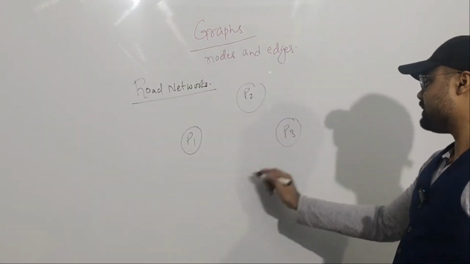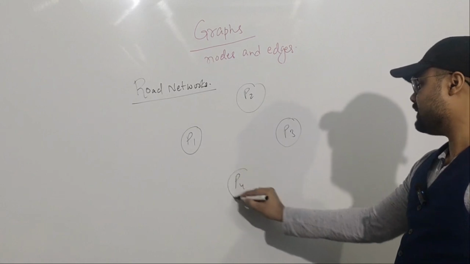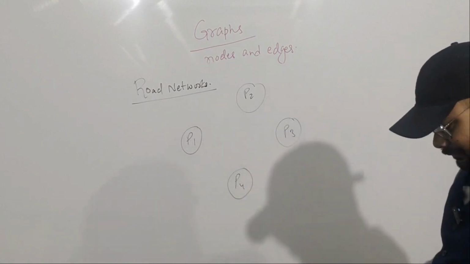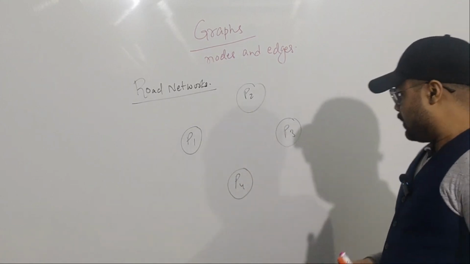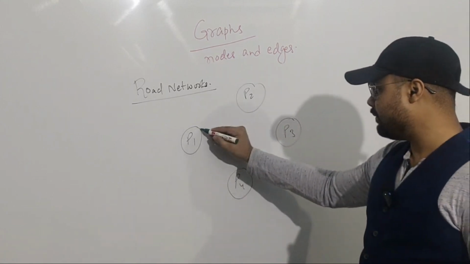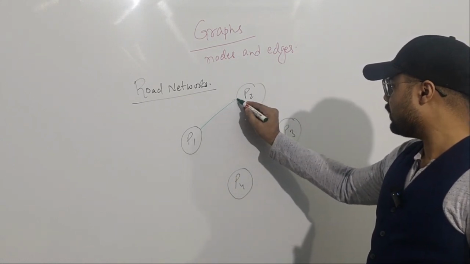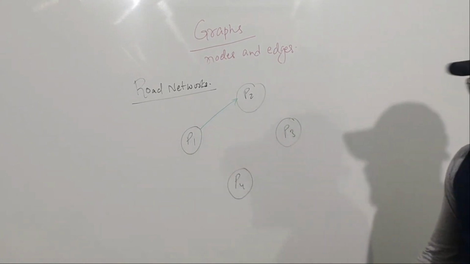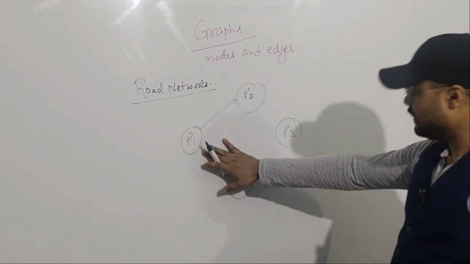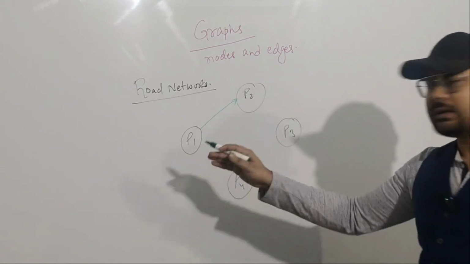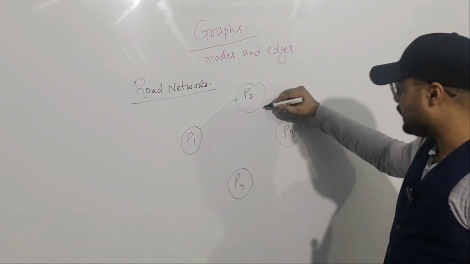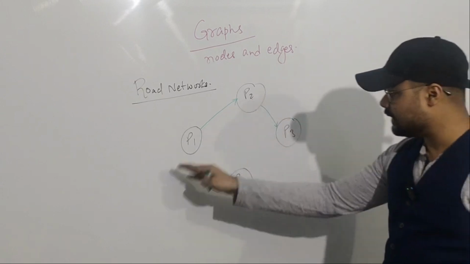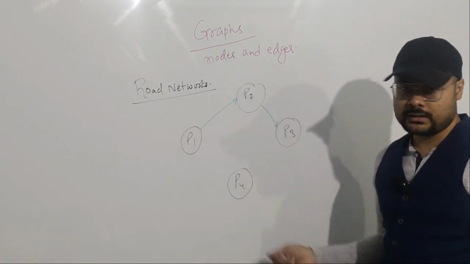You are representing each place as a node. P4 is another place. You are representing each place as a node, and they may be connected. P1 and P2 may be connected. Okay, and if it's a directed edge from P1 to P2, it means what? It means that P1 is connected to P2, but there is no return way directly from P2. So if you are at P2, you cannot go directly to P1. It means it's one way only.